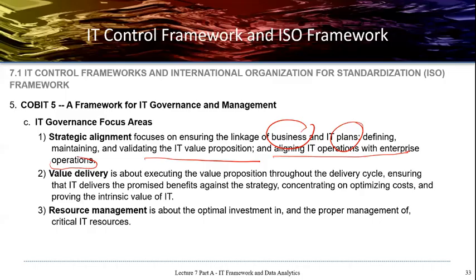If they had gone through the COBIT 5 certification, then this problem could have been addressed. Then value delivery is about executing the value proposition throughout the delivery cycle, ensuring that IT delivers the promised benefit against the strategy, concentrating on optimizing cost and proving the intrinsic value of IT. Then resource management is about optimal investment in and the proper management of critical IT resources.